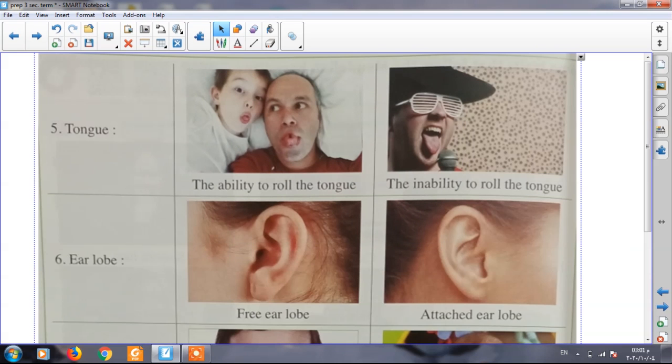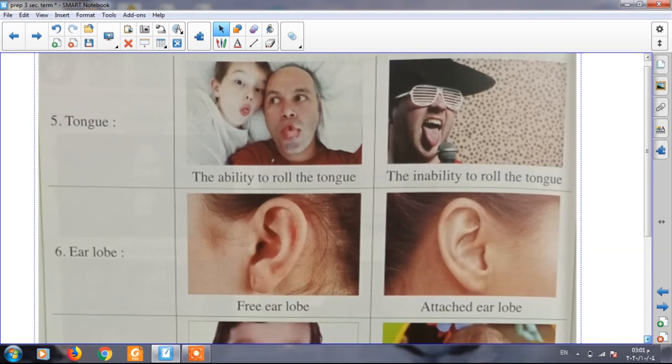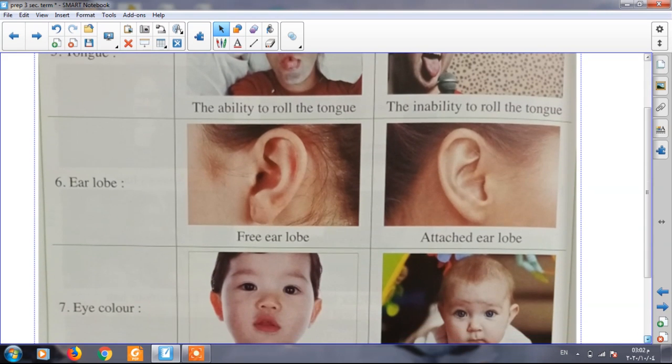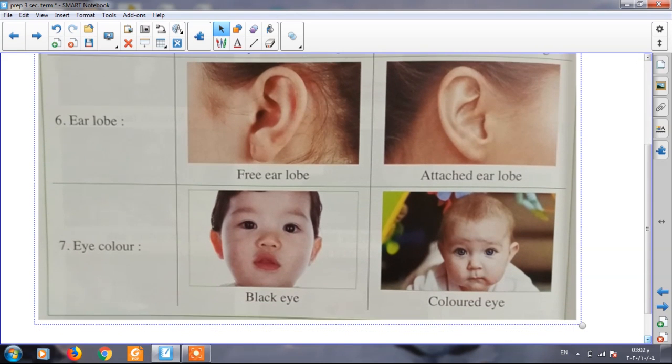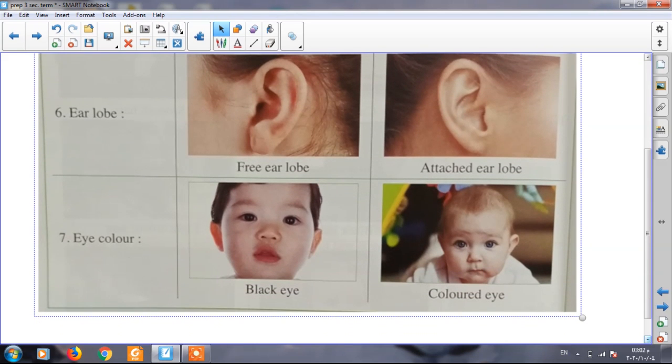Okay, the last trait which is found in humans is what? Color of eye. Of course the trait which is found in more amount is black eye, so this is dominant. But the colored eye, whether green, light brown, blue and so on, colored eye is recessive because it is found in a lower ratio.